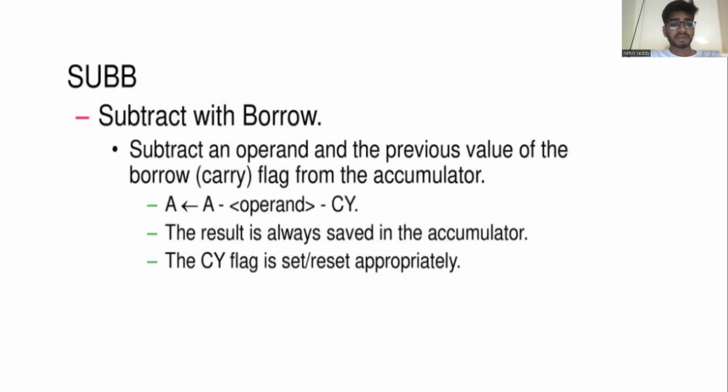Subtraction. Subtract with borrow: subtract an operand and the previous value of the borrow carry flag from the accumulator. The result is always saved in the accumulator. The carry flag is set or reset appropriately.